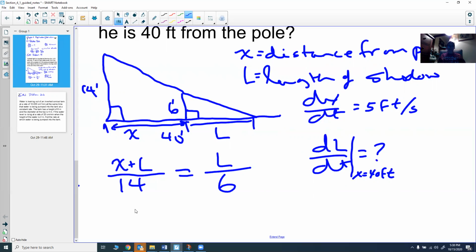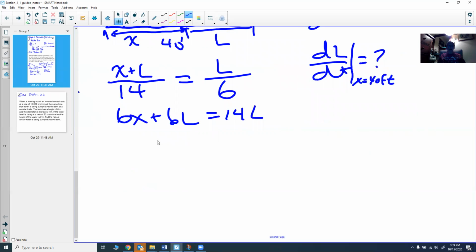So let's go ahead and do just a little bit of work with this. Maybe I'll multiply: 6x plus 6L equals 14L. And then 6x is going to equal 8L. So x is going to equal 8/6 L. So I now have a relationship between x and L.